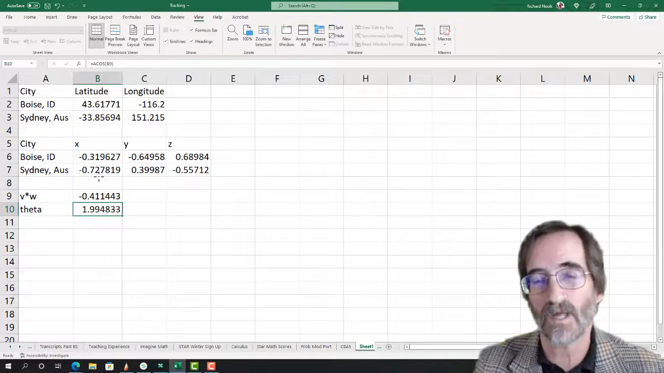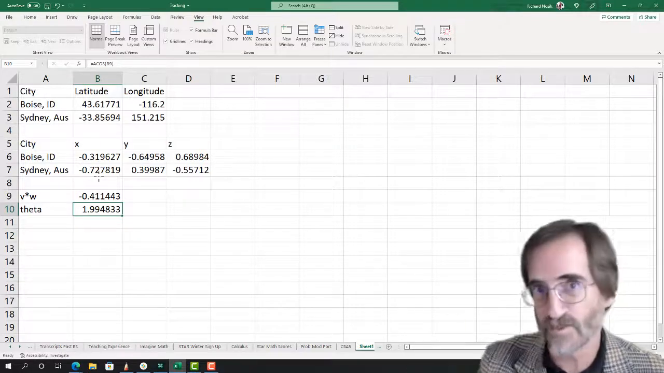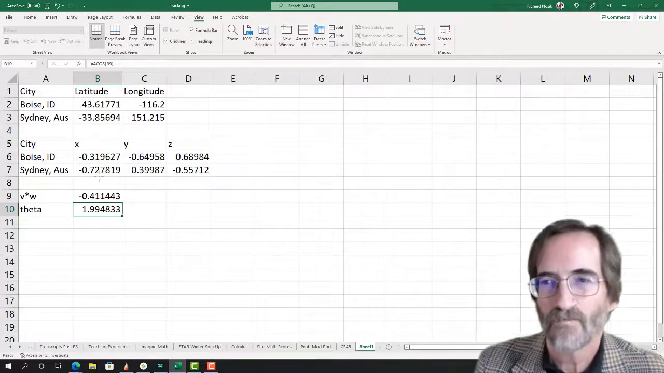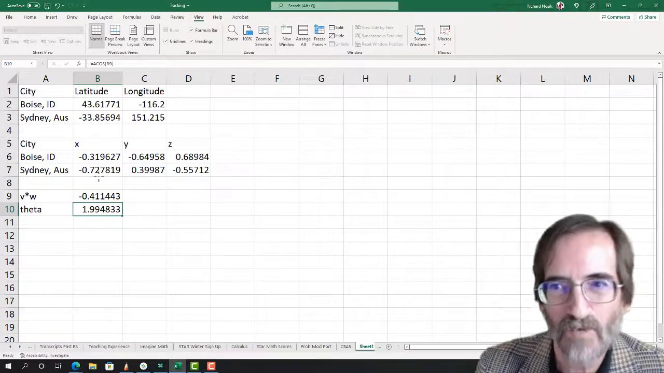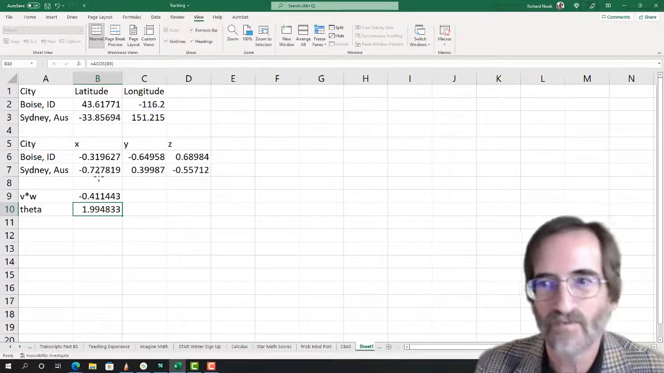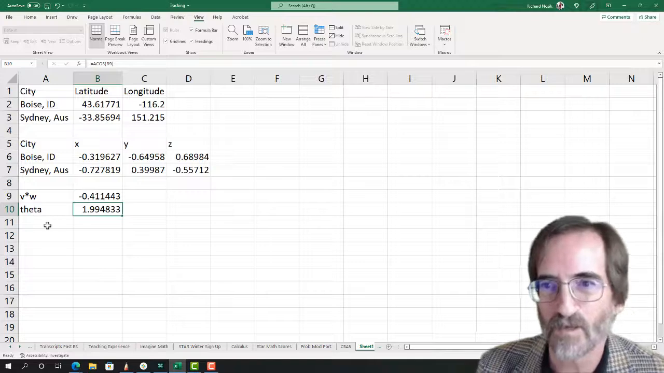Now that's actually a pretty big angle, because remember, 2 pi radians is full circle, and this is probably about 2/3 of half way around. So that's a pretty big angle on the globe.